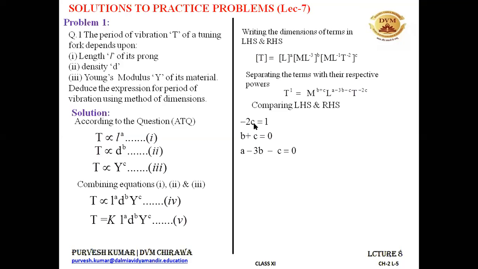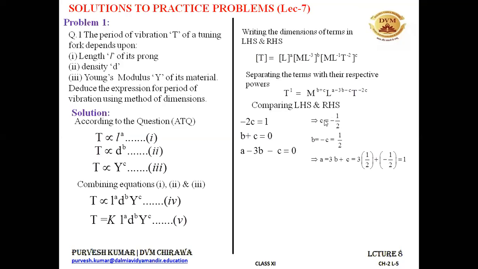Then solve it up. C comes out to be minus half from the first equation. And when you put it over here, b is equal to minus c, and minus c was already minus half, and b comes out to be half only. And we can calculate a from the third equation by using the values of b and c like this.